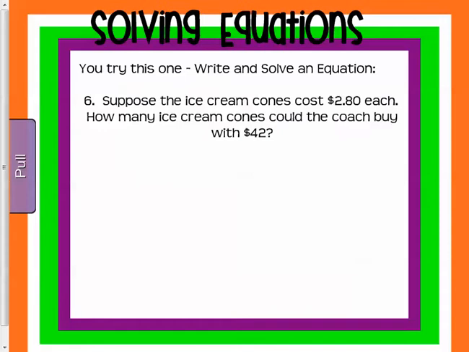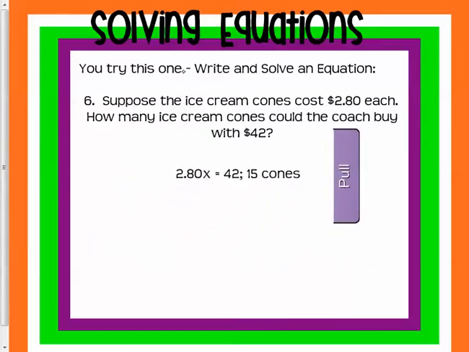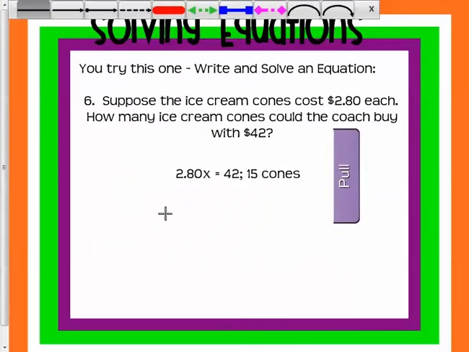All right, your turn. What if the coach instead buys $42? Go ahead and write the equation and solve. Okay, so this time each cone is $2.80. So 2.80x equaling 42. Let's draw our streets.